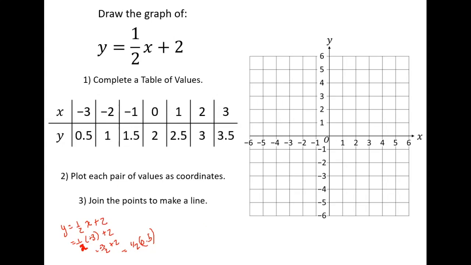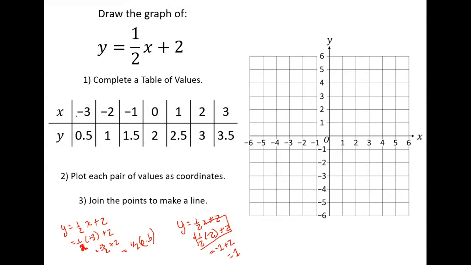So I have them all calculated here, but let's try another one. We have 1/2 x plus 2. So now we're going to put in a -2. So you can use your calculator again, but that's going to give you -2/2, which is -1 plus 2, which gives you 1. But again, you could punch it into your calculator right from this step, and it will give you that 1. And then you can do the same thing for -1, which will give you -1/2 plus 2, which gives you 1.5, and so on. So these are all just using your calculators.